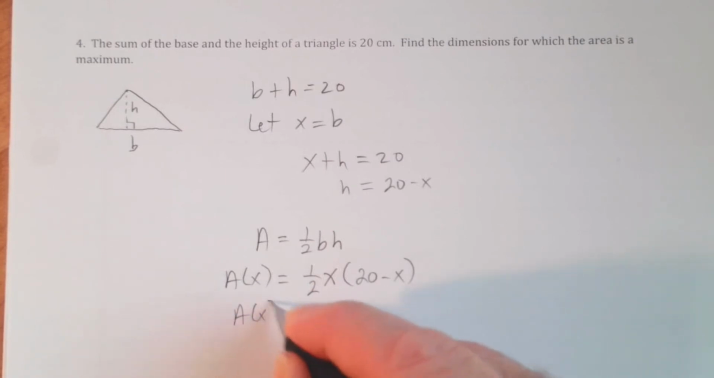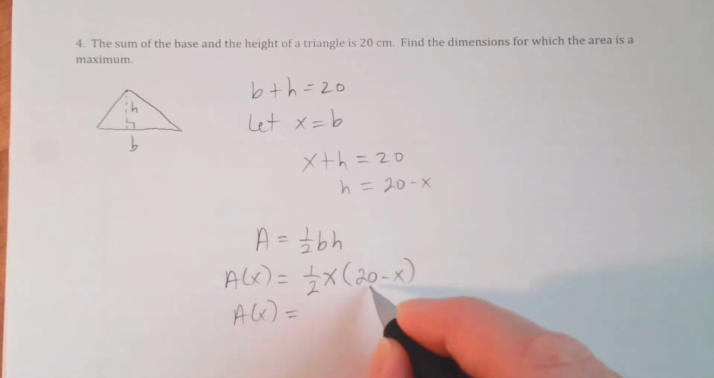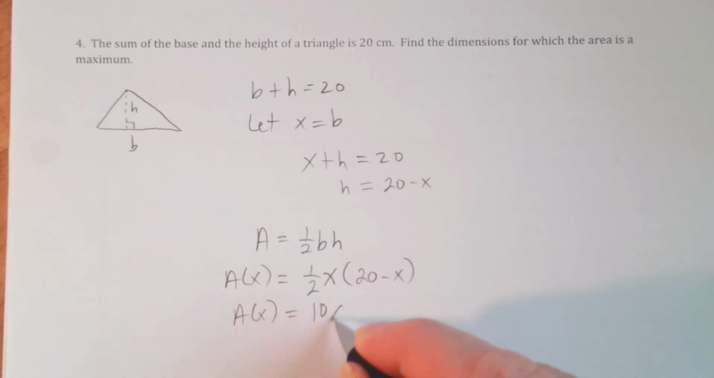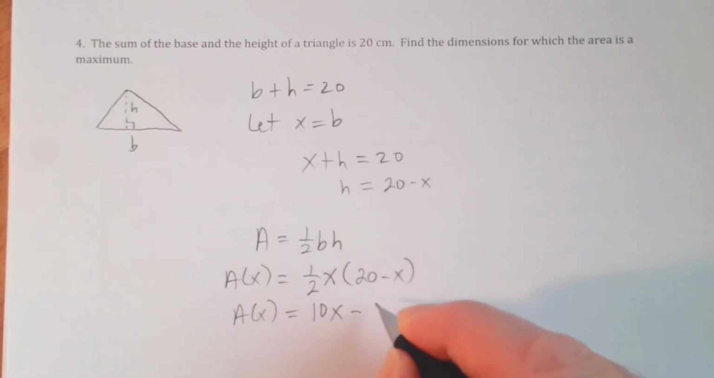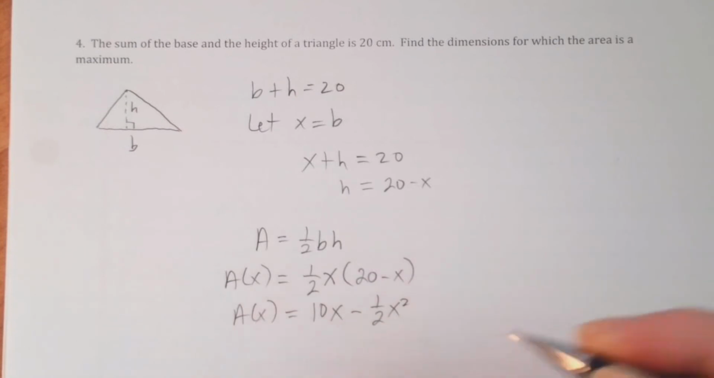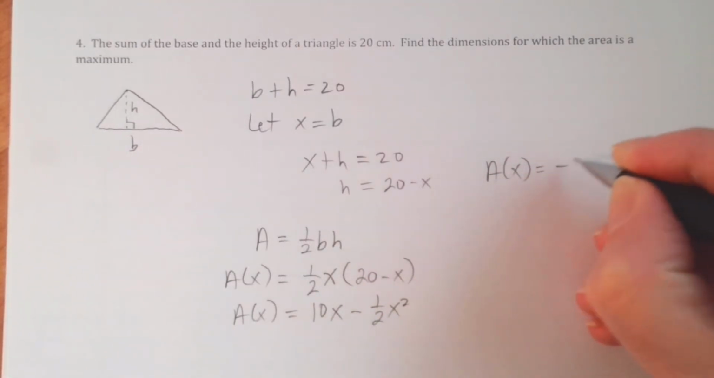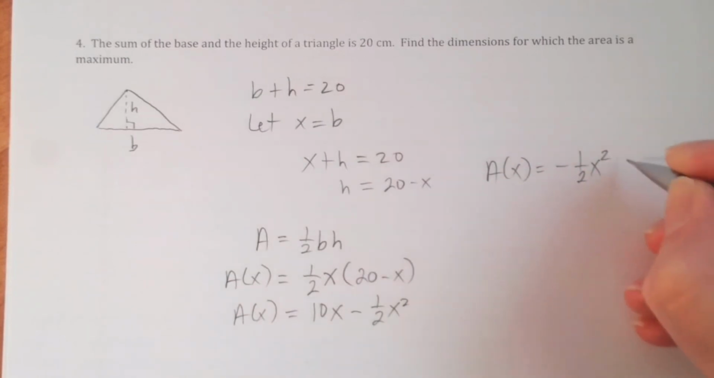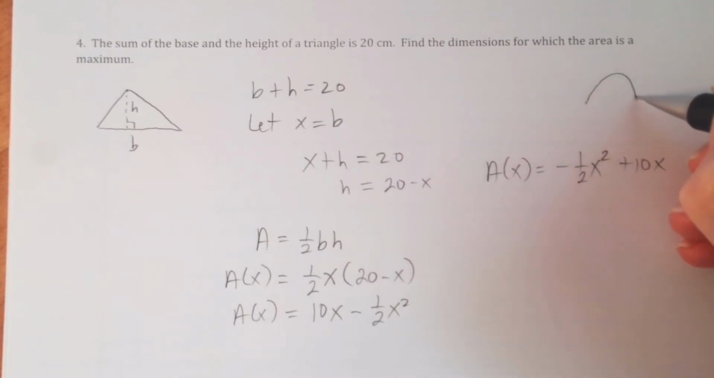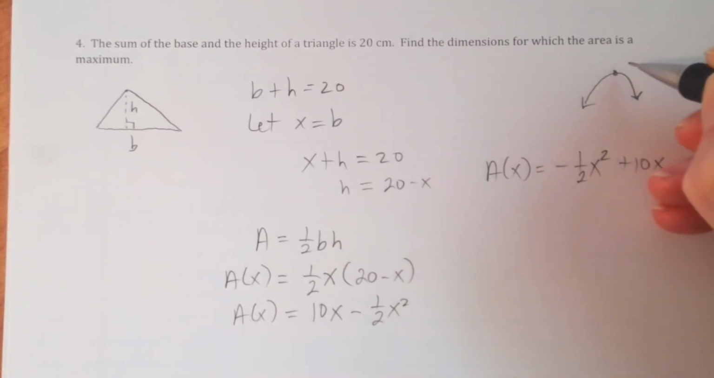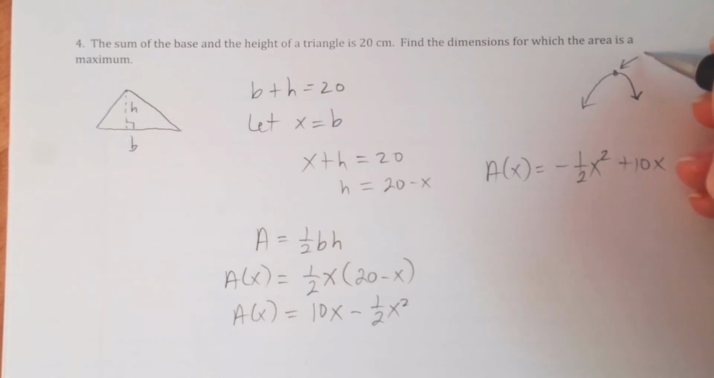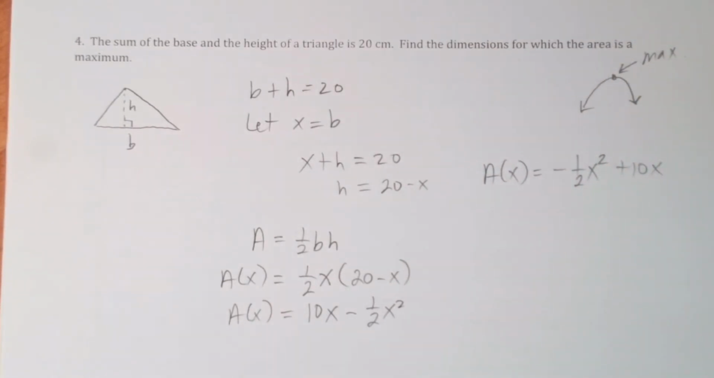So finally we get the area. Let's see, 20 times 1/2, that's going to be 10x minus 1/2 x squared. If you want, you could write the area as negative 1/2 x squared plus 10x. Notice this is a parabola that opens down. And so you can see that we will have a maximum at the vertex of this parabola. And so we need to find the vertex.